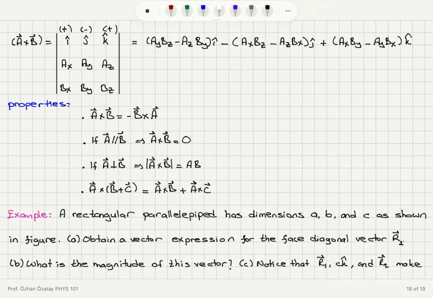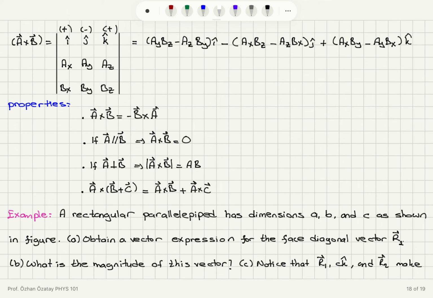Now, there are some important properties of the cross product. If you look at A cross B, it is actually minus B cross A, which you can see immediately using your right hand. Basically, by changing the order of the vectors in the cross product, we change the sign of the resultant vector.